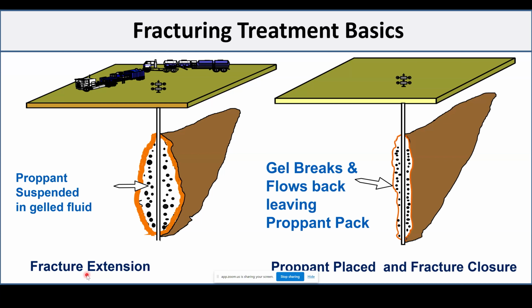Then after we finish the injection, this gel fluid will be broken and flow back during the initial production phase, leaving the proppant back inside the frac. It is a very spherical material with really high conductivity and high permeability, allowing better production. So that is simply the fracture treatment that we do at the surface.